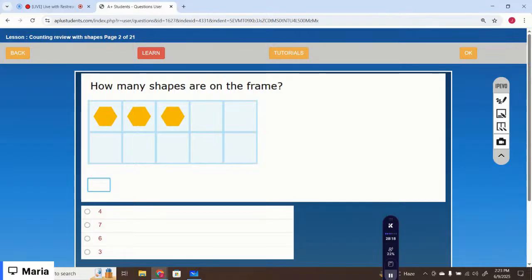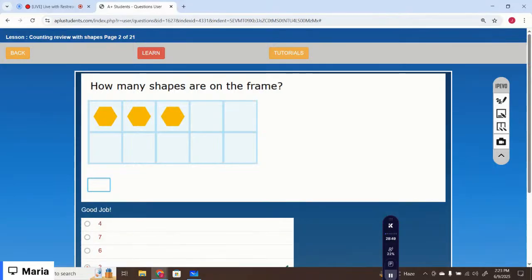How many shapes are on the train? Which is the correct option? Three. The last option is the correct option. There are three shapes.